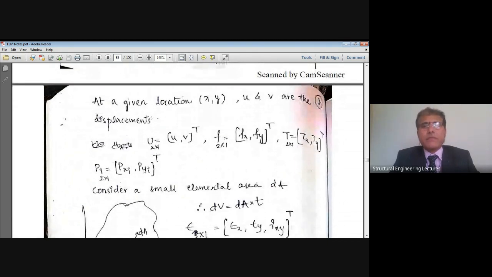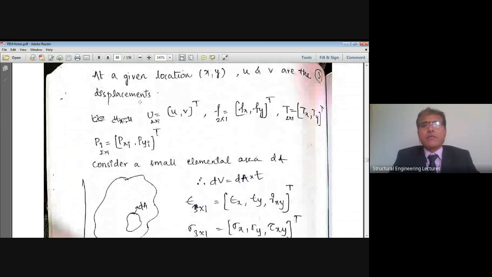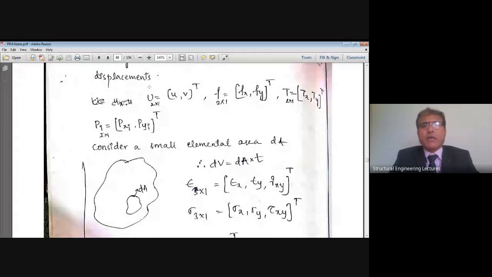Then that is how that displacement vector u is now given by a 2 by 1 vector, which is u v. I'm showing u v transpose just for writing purposes. We'll write it as a transpose so that we can avoid much of the spacing in writing, right? u v transpose, which is a 2 by 1 matrix or vector actually.